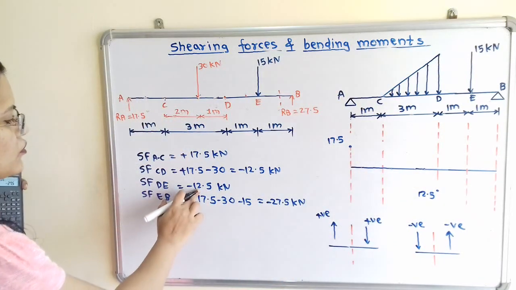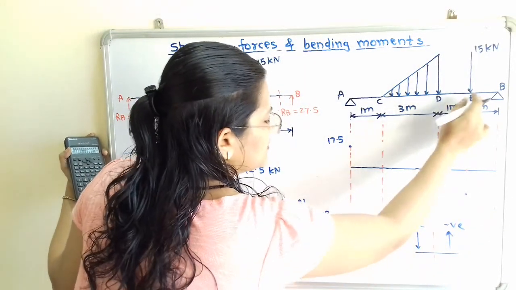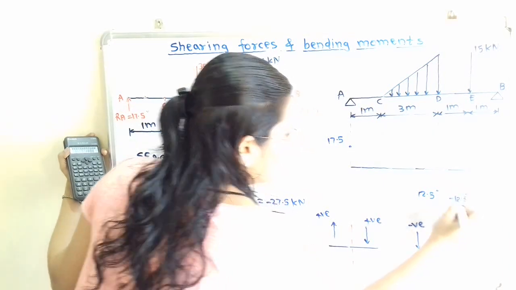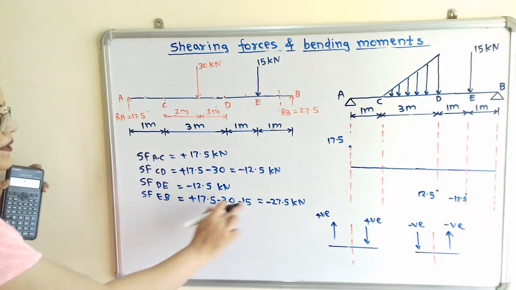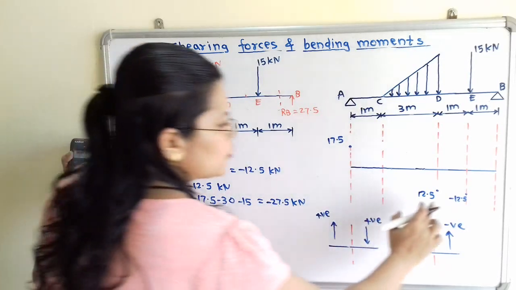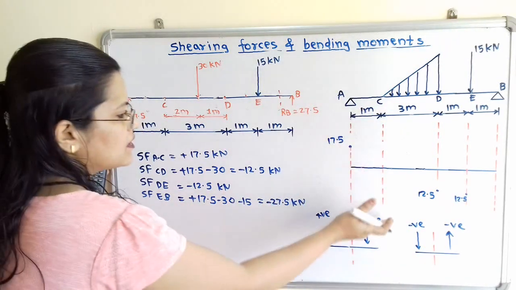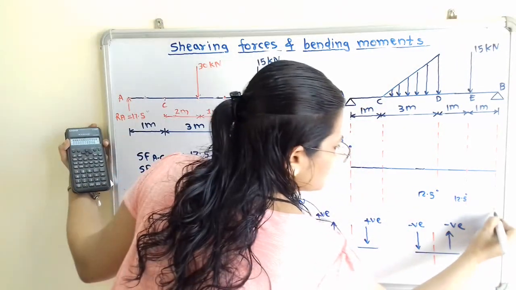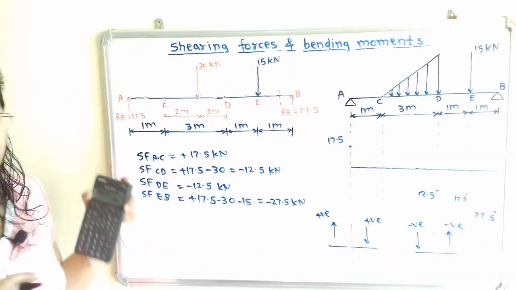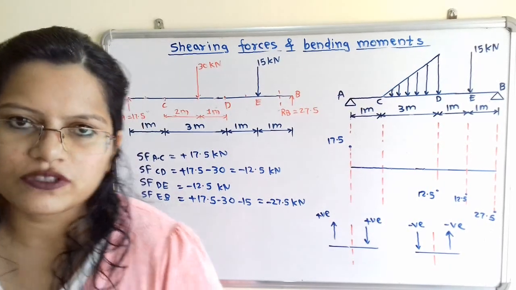Then next is also minus 12.5, so here in between section DE same value is minus 12.5, and then for EB it is minus 27.5 kilonewton. So no need to show here negative sign because we have to plot this in the downward direction. So next magnitude we will plot 27.5 kilonewton. Now we have to draw the shear force diagram.